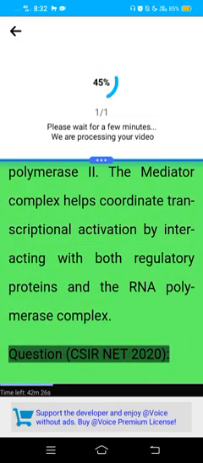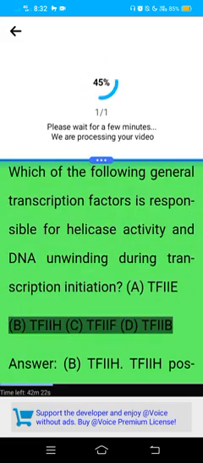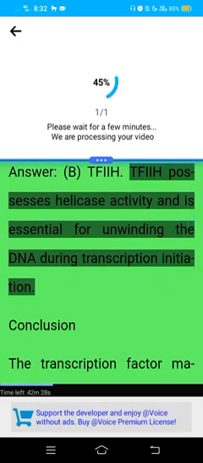Question. CSIR NET 2020. Which of the following general transcription factors is responsible for helicase activity and DNA unwinding during transcription initiation? A. TBP. B. TFIIH. C. TFIIF. D. TFIIB. Answer. B. TFIIH. TFIIH possesses helicase activity and is essential for unwinding the DNA during transcription initiation.